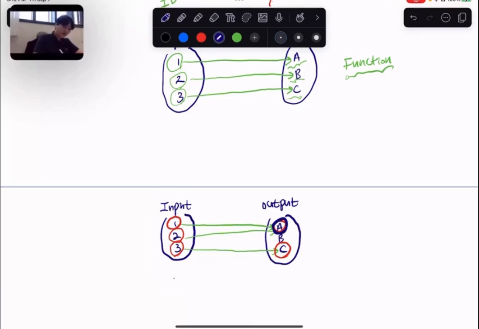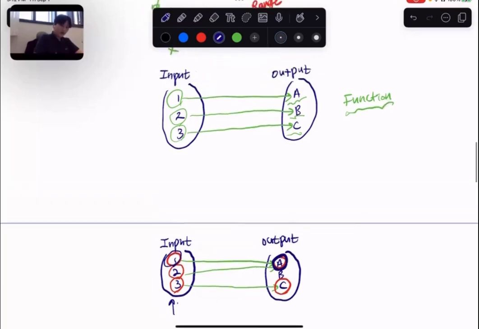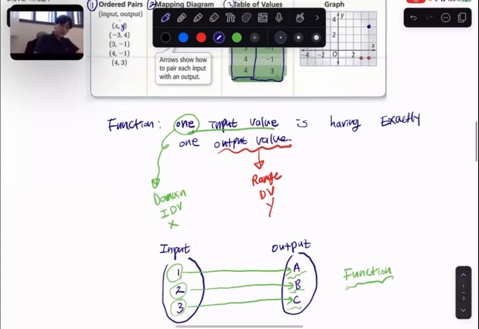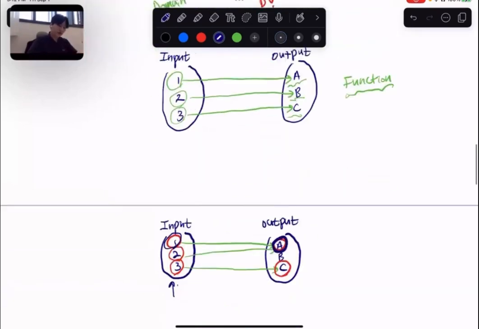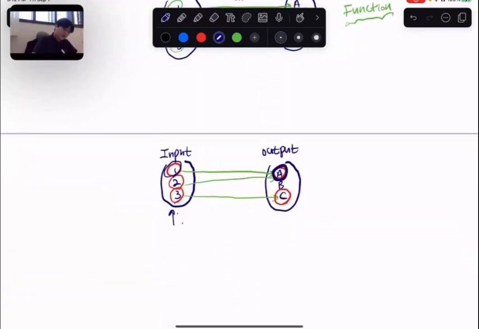If we look from the perspective of the input value, each input value is having exactly one output value. And the definition of a function is when one input value is having exactly one output value. The definition doesn't say anything about the perspective of output values. So just by looking at the input value perspective, each input value is having one output value. Therefore, we can say this is a function.